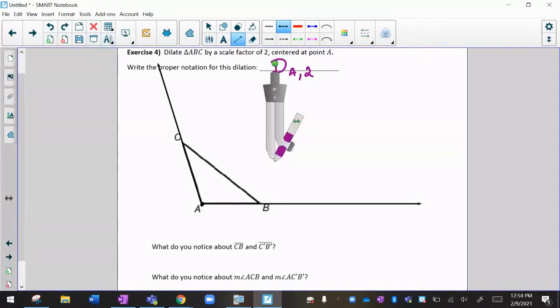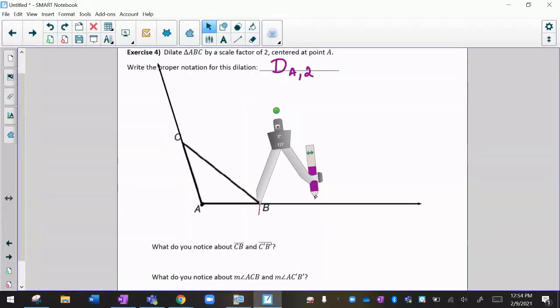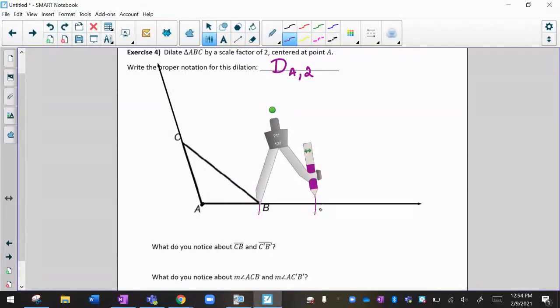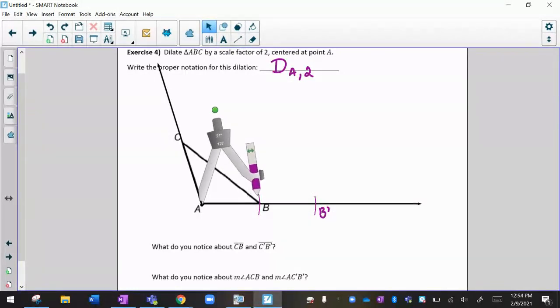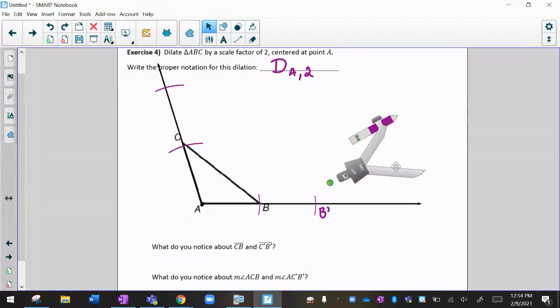Then you want to grab your compass and say, all right, here's the old AB. That would be a scale factor of 1. Draw another arc. That's a scale factor of 2. So I can stop. And this is now B prime. Go from A to C. Dilate by 1. Extend it. Dilate by 2. That is now C prime.